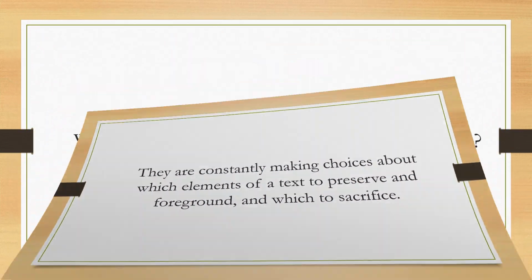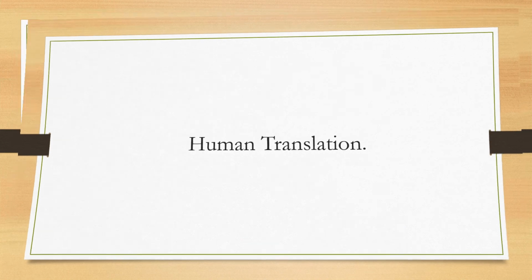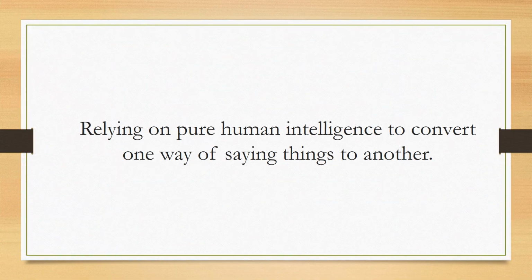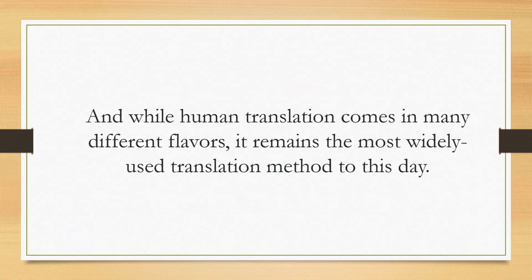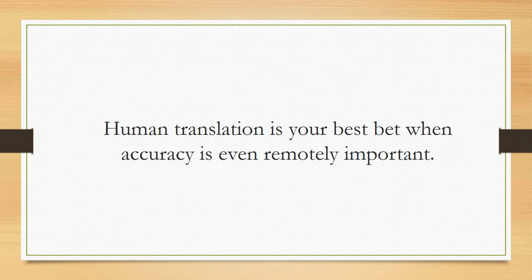What are the different types of translation? Human translation. Relying on pure human intelligence to convert one way of saying things to another. And while human translation comes in many different flavors, it remains the most widely used translation method to this day. Human translation is your best bet when accuracy is even remotely important.